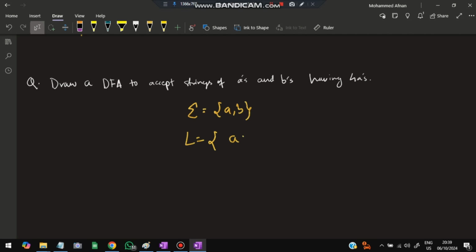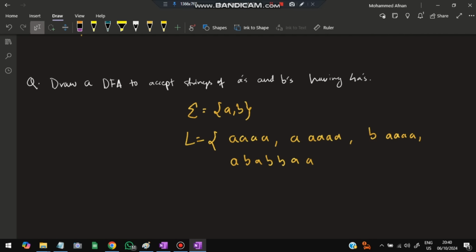The least string having 4 A's will be AAAA. Then we can have anything in between, at the starting or ending. So initially I can have A in the starting. I can have B in the starting. And after this, I can also have it like this. Observe carefully. I can also have A, B, A, B, B, A, A.